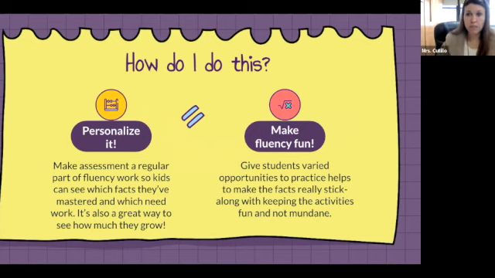One thing that really is effective with fluency practice is personalizing fluency, having kids take some sort of assessment on a regular basis and then only working on the facts that they need to work on. And this can be done in many, many ways. As you know, there are lots of websites and technology tools that you can use to help with fluency. I've also created some tic-tac-toe boards and some activities that kids can do to practice fluency with a friend, but they're both focusing on their facts. But keeping it interesting for them and making it personalized will really help them on their journey to become more fluent.